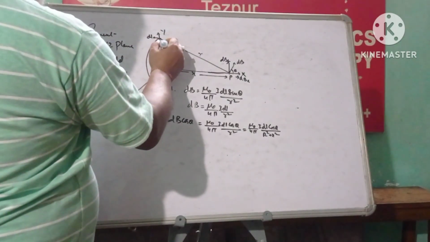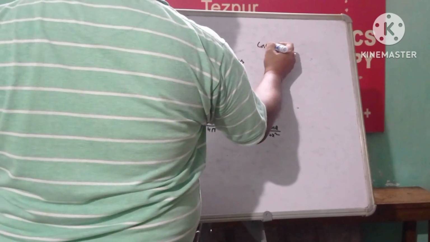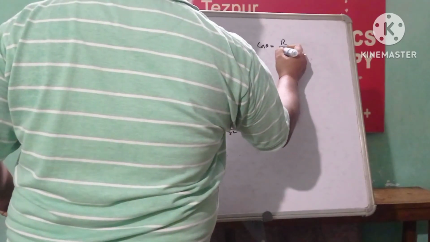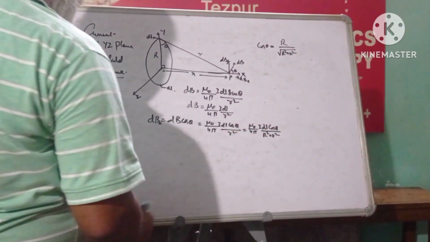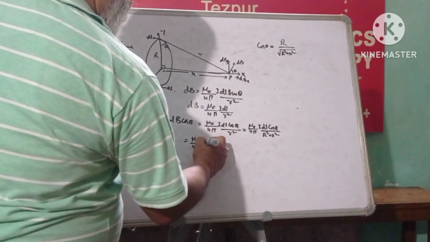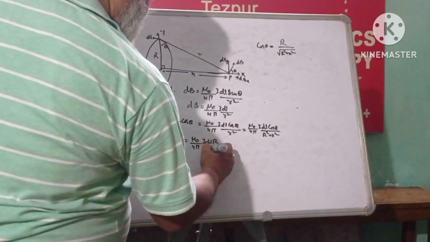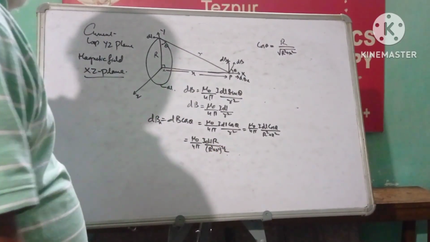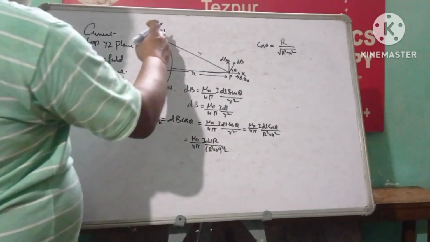Now what is cos theta? This is also theta, this angle will be the same here. And cos theta will be base by hypotenuse, so this will be r by root over r square plus x square. So here this comes out to be mu naught by 4 pi, I dl, cos theta that is r, and here this becomes r square plus x square to the power 3 by 2. This is the magnetic field we are going to get here for the small element.